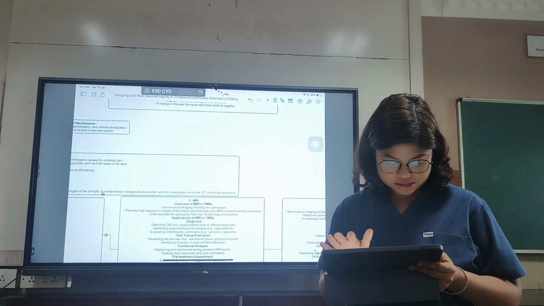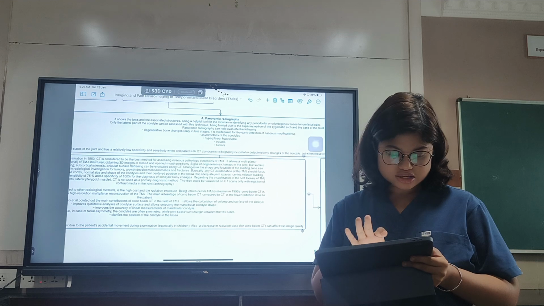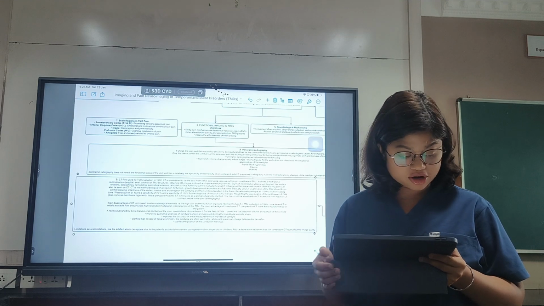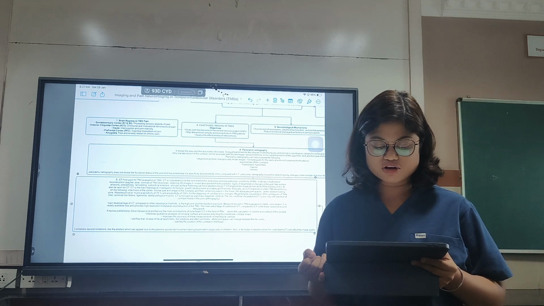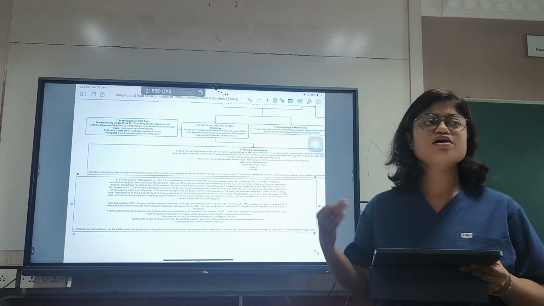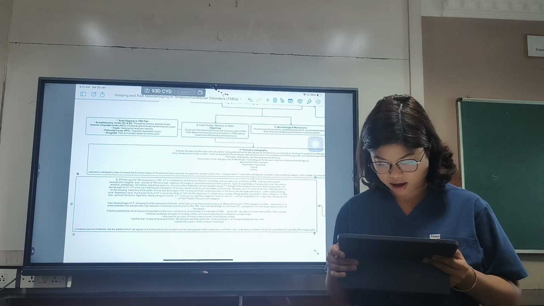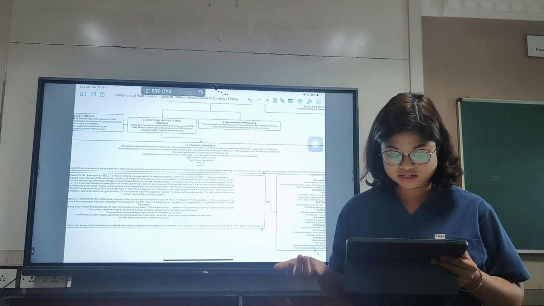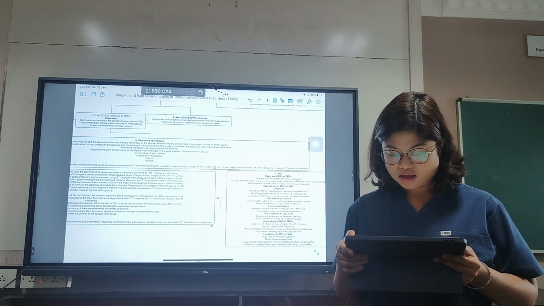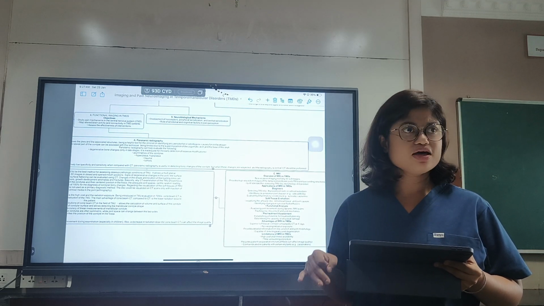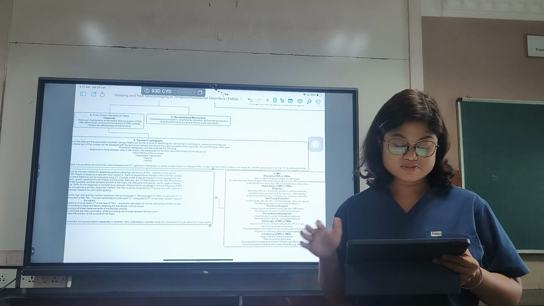Coming to the second part, panoramic radiography does not reveal the functional status of the jaw joint and has relatively low specificity and sensitivity when compared with CT, CBCT and MRI. It is only useful for detecting bony changes of the condyle, but when these changes are suspected and the radiograph is normal, then we will use CT and CBCT.